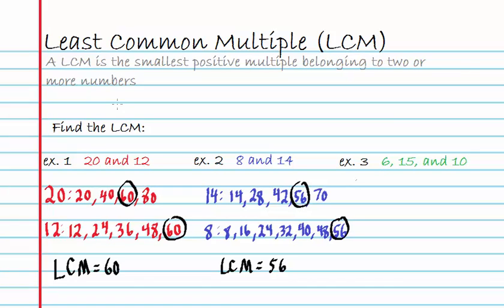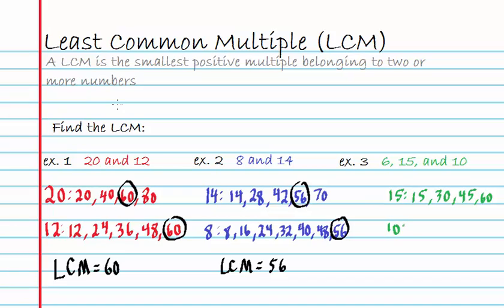And finally, in example 3, we're trying to find the least common multiple between three numbers. Again, it doesn't matter which number you start with. I'm in the habit of starting with my biggest number, so 15. In this one we would have 15, 15 times 2 is 30, times 3 is 45, and then 60. You could keep going, but let's see if we have enough.